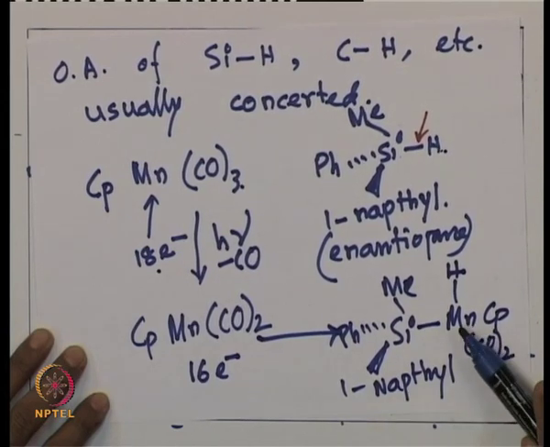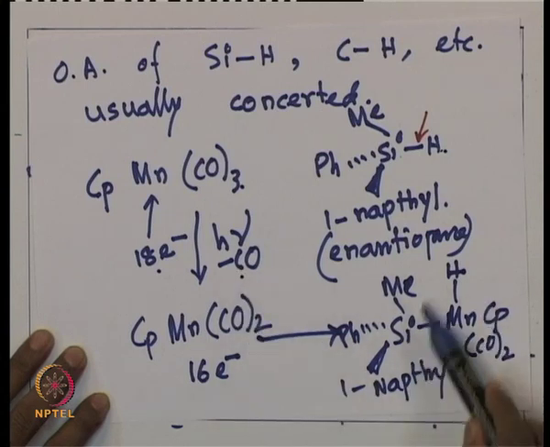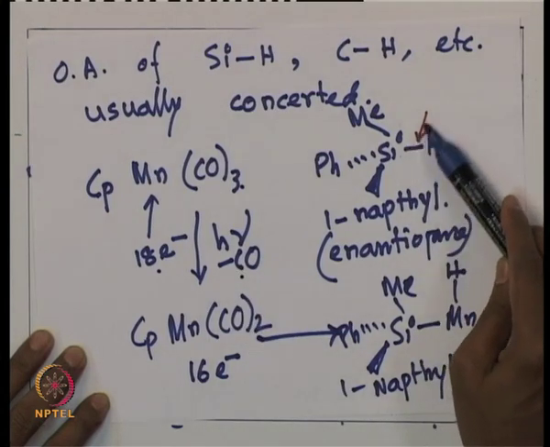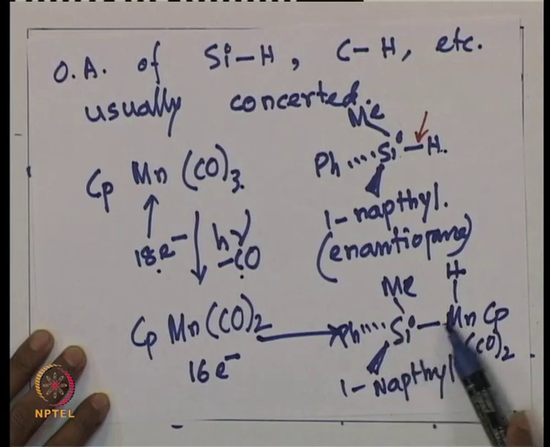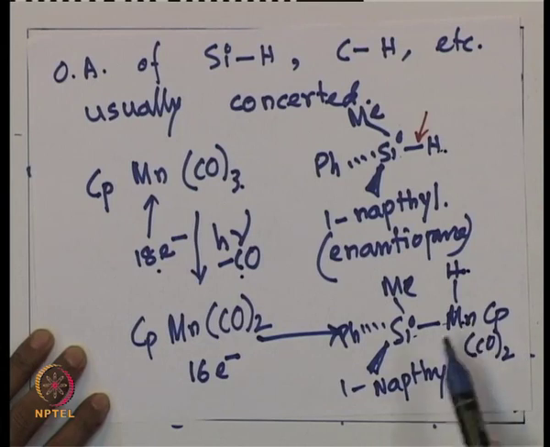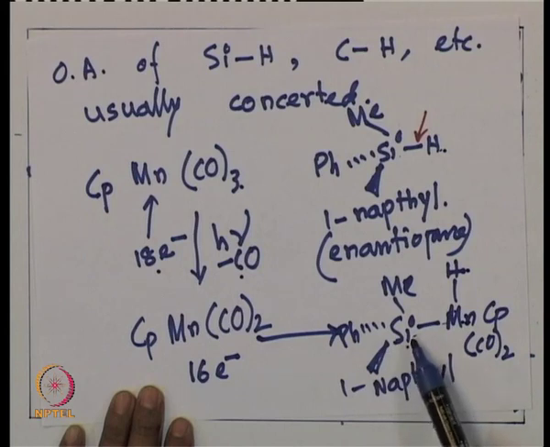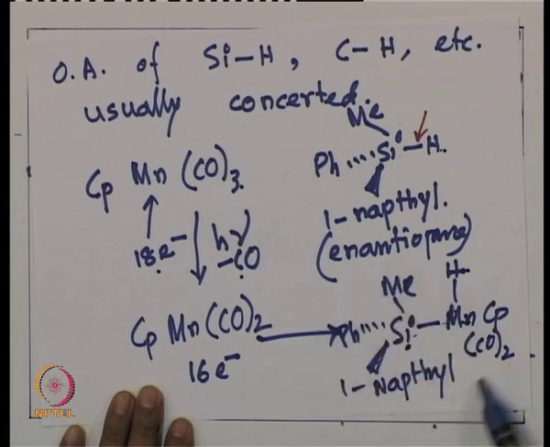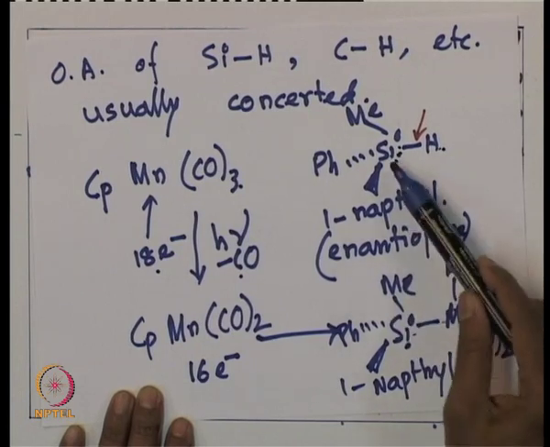CpCO2. So, we have a manganese complex with cyclopentadiene, 2 carbonyl, 1 carbonyl went out during treatment with light, and now the manganese is inserted in between the silyl and hydride bond. Okay. So, we have a manganese hydride complex with silyl bound to manganese. Most importantly, what you will see is that it is undergoing a retention of configuration. The final complex will retain the stereochemistry of the starting silyl hydride.